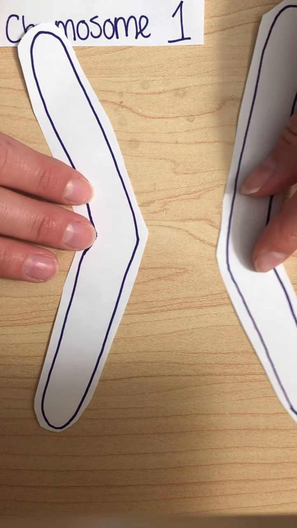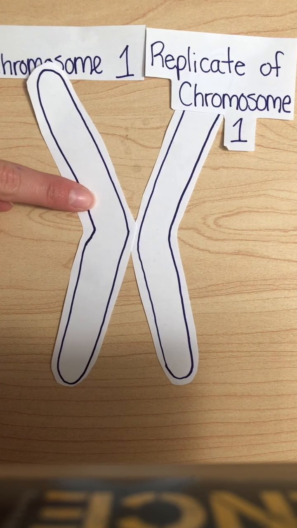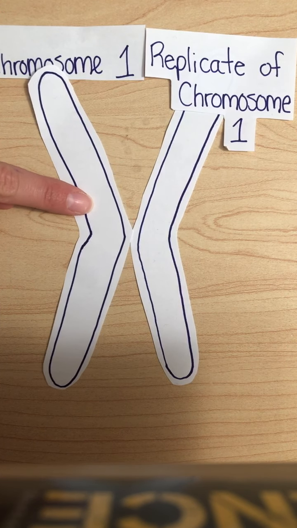But when the DNA is replicated, you end up having a copy of this chromosome. Okay, so if this is chromosome number 1, let me zoom out a little bit. This is chromosome number 1. This is the replicate of chromosome number 1. Okay, so it's a copy. So originally I started with just chromosome number 1. During interphase it was copied, and now I have a copy of that chromosome.